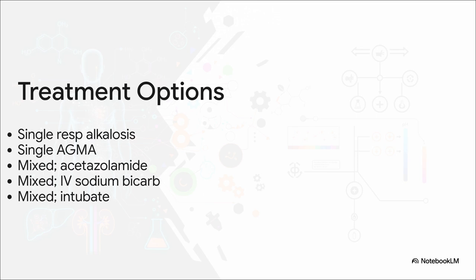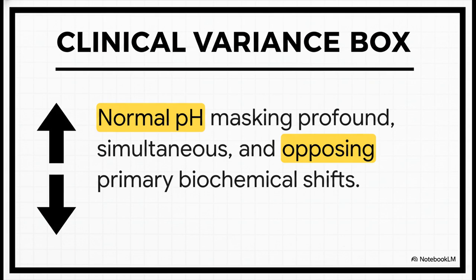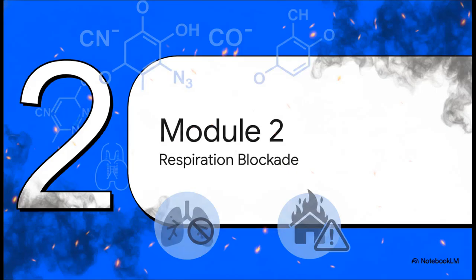So the only correct option is choice 4. You recognize the mixed primary disorder and immediately initiate IV sodium bicarbonate to alkalinize the urine and clear that toxin. Always isolate the clinical variances. In salicylate toxicity, a normal pH is a trap, hiding 2 simultaneous opposing primary acid-base shifts. Bottom line, if you see a normal pH with wildly abnormal CO2 and bicarb levels, you are looking at a mixed disorder. Period. Moving on to Module 2, cellular respiration blockade.